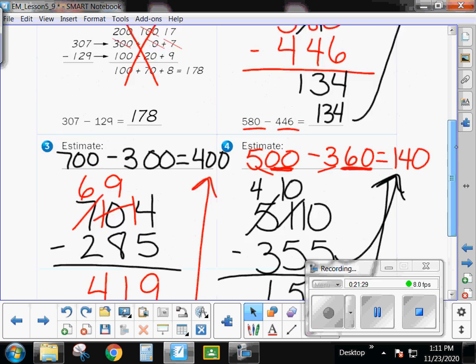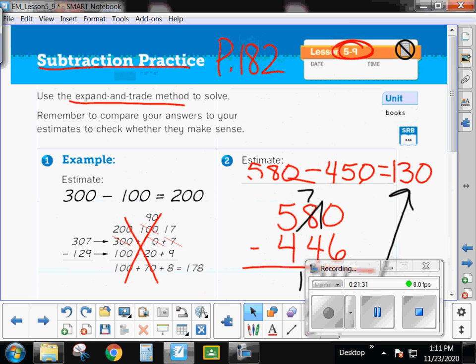All right, boys and girls, that is it for lesson 5-9. In this lesson, we were learning how to use square facts to help us solve near square facts, and then we practiced again with our 3-digit subtraction.